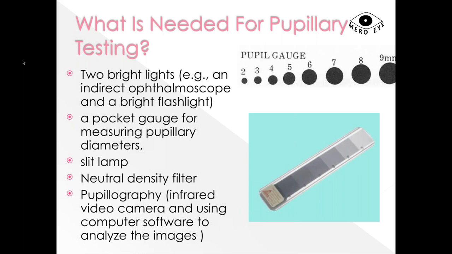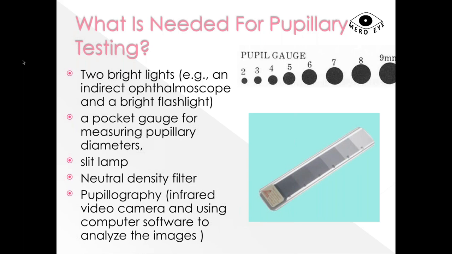Another thing is the slit lamp. Sometimes when the pupil looks unreactive on torchlight examination, a careful slit lamp examination may show us trace or sectoral movement of the iris. So sometimes slit lamp examination can help us detect a small irregularity in the pupil or small changes in the size of the pupil.